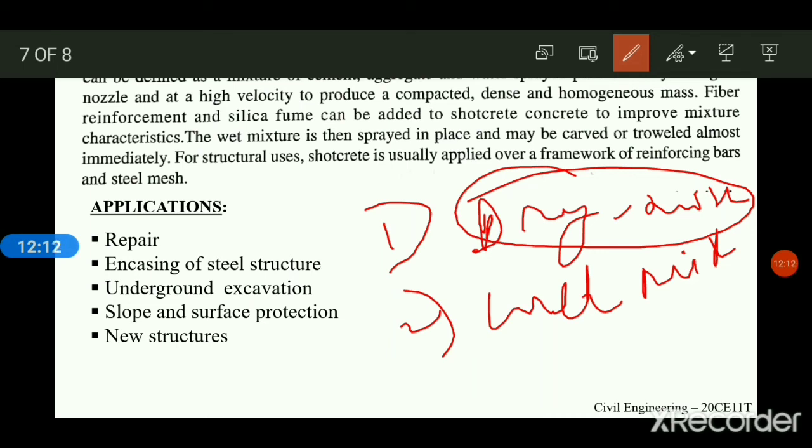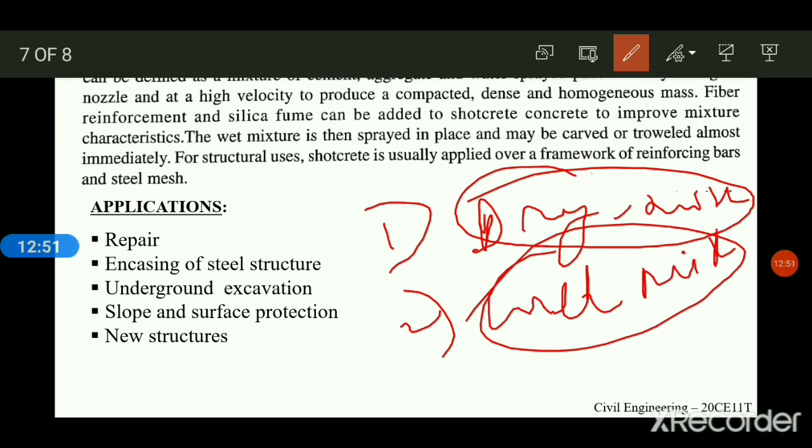In wet mix shotcrete, the cementitious material, aggregate, and water are mixed thoroughly as we do in conventional concrete. Then the mixture is fed to delivery equipment such as a concrete pump. Then the mixture will be pumped through a nozzle. Additional air is added at the nozzle to increase the discharge velocity. So that is the difference between dry mix shotcrete and wet mix shotcrete.